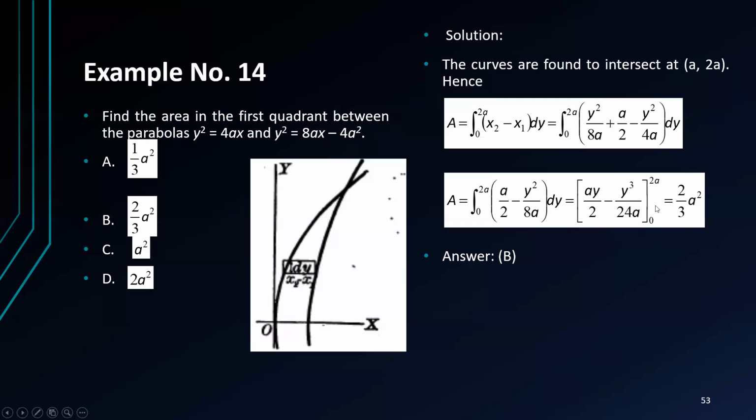Since y is 0, you get 0 there. So just use 2a. So, a times 2a is 2a squared over 2, which is a squared. Minus, 2a cubed is 8a cubed, divided by 24a, leaving a squared. So, 8 over 24 is 1/3. So, 1 minus 1/3 is 2/3. So, this is 2/3 a squared. Okay.